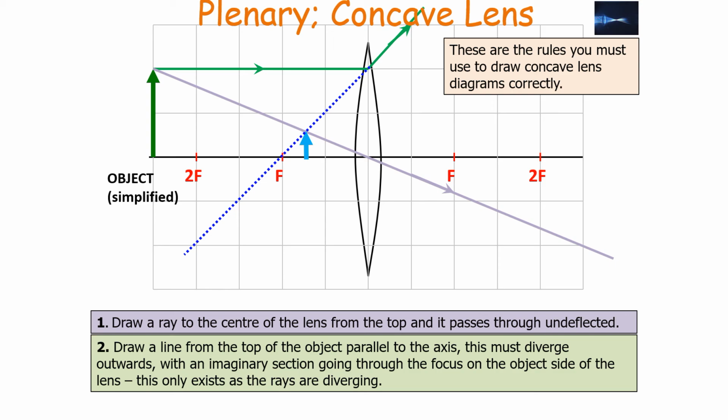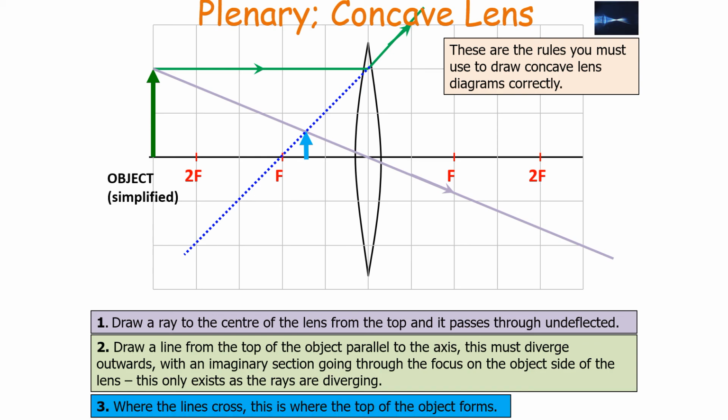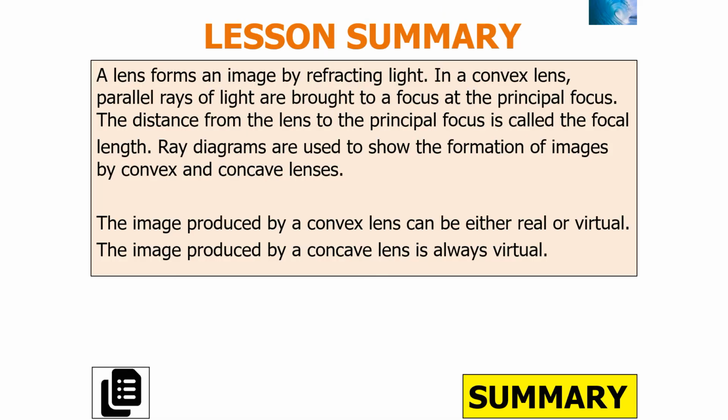The second is a line from the top of the object parallel to the axis, and this diverges outwards, with the imaginary section going through the focus on the object side, the left hand side of the lens. Now this only exists as the rays are diverging, and where the lines cross, this is where the top of the object forms. So, a lens forms an image by refracting light.